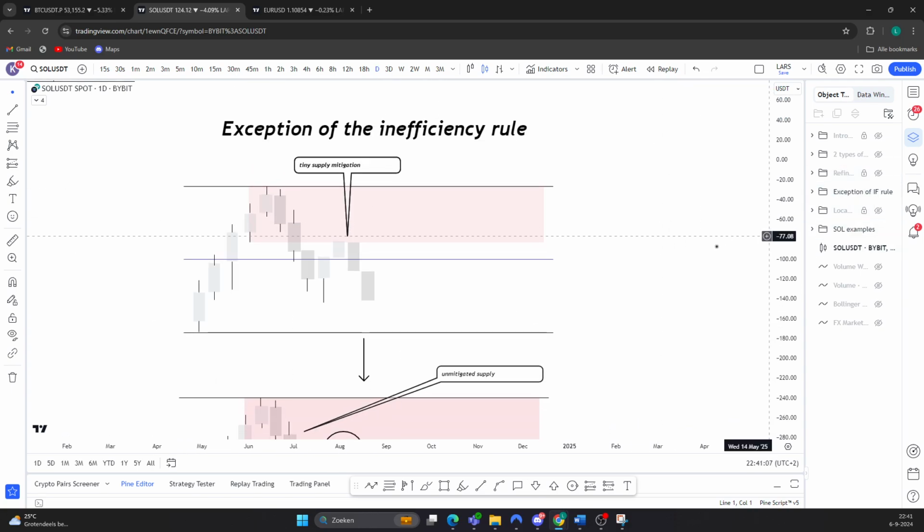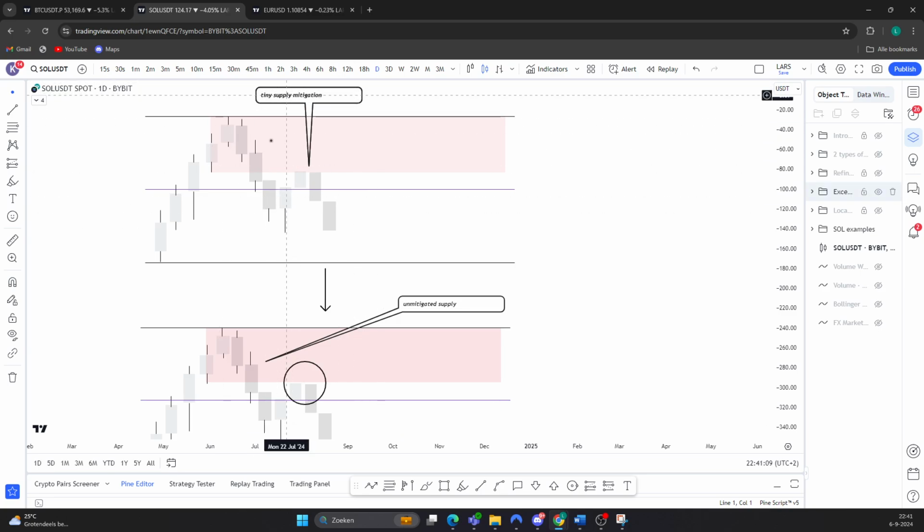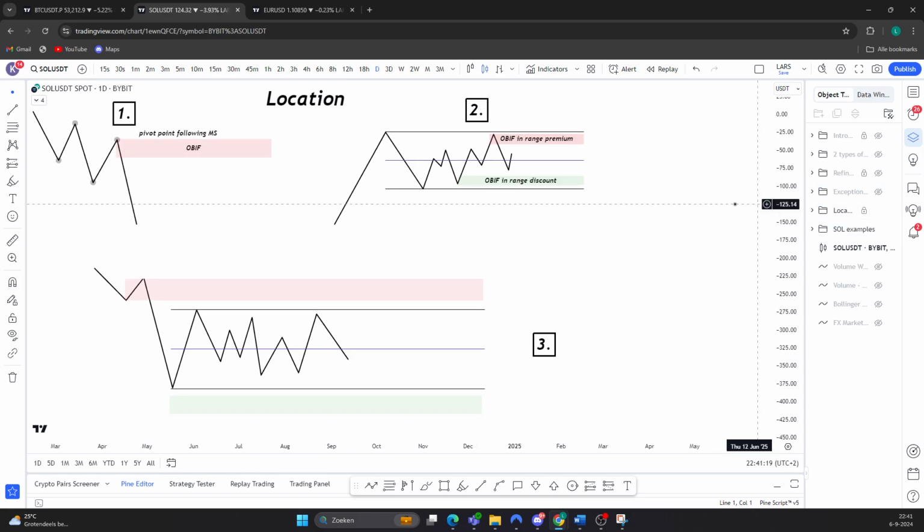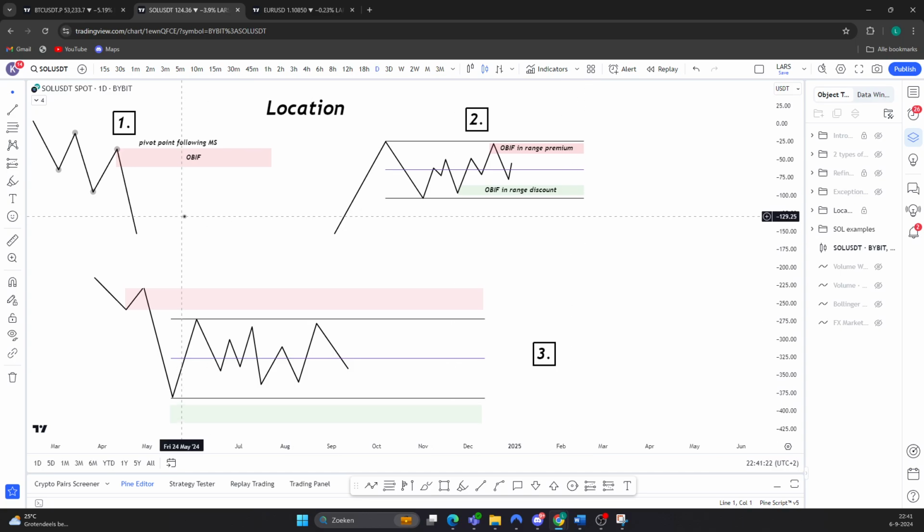An exception is if there's only one supply zone remaining, and we mitigated it ever so slightly, I'll still use it. I'll just draw it above that mitigation. And then, like we just discussed in the examples, you want to look for order blocks in pivot points, or supply in the upper section of the range and demand in the lower section of the range, or supply above your range and demand below your range for deviations.